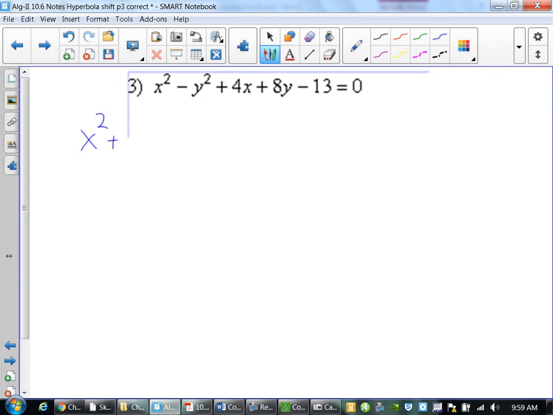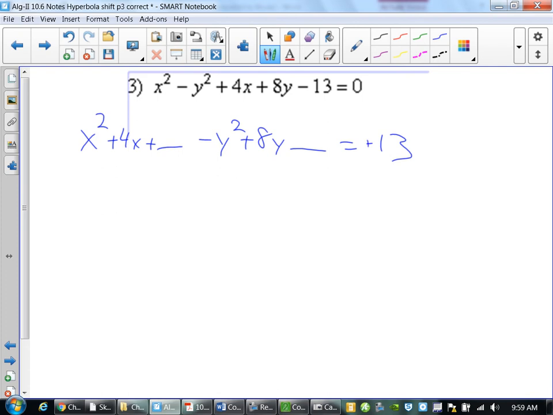Group them out. x squared, 4x plus blank, minus y squared. It is 3. What if this was 0? What was the one that you did? It was a hyperbola.